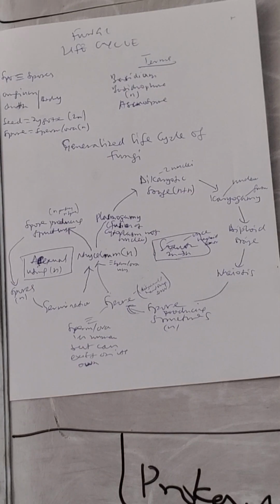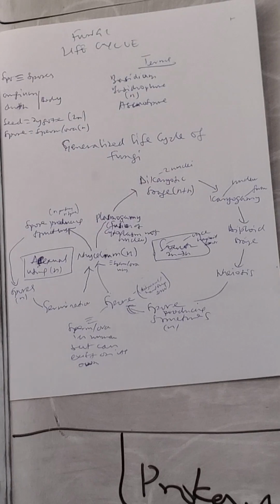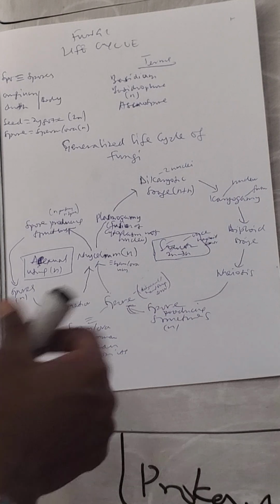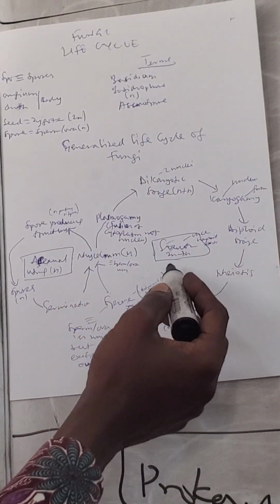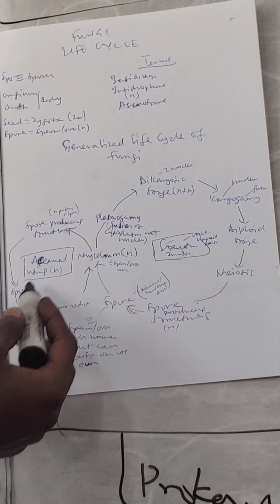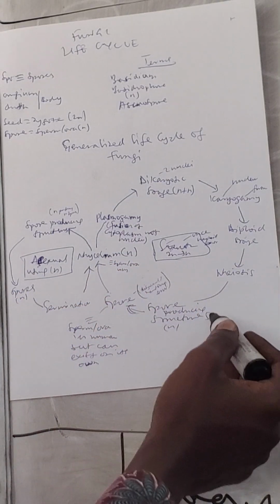All right, so let's look at this one. Now, this is the life cycle of the fungi, a typical one. So here, let's see how the illustration will go. So you will see that here, if you look at this part of the life cycle, this is the sexual part, and this is the asexual part. Okay, so the sexual part, let's see how things go.